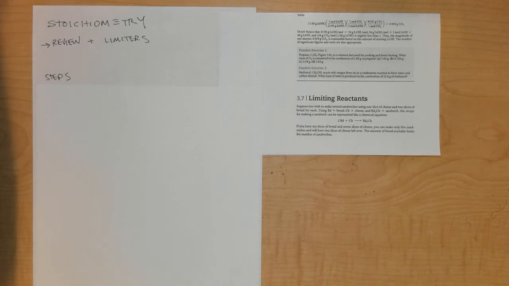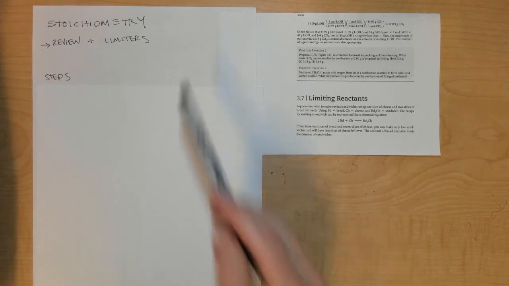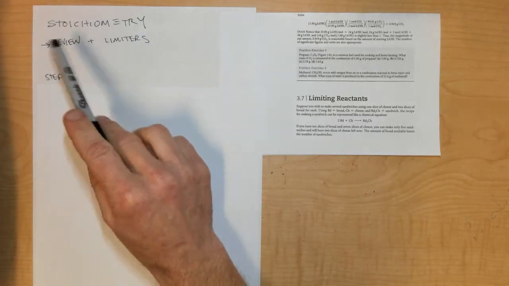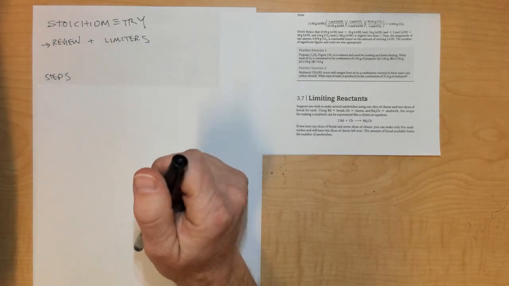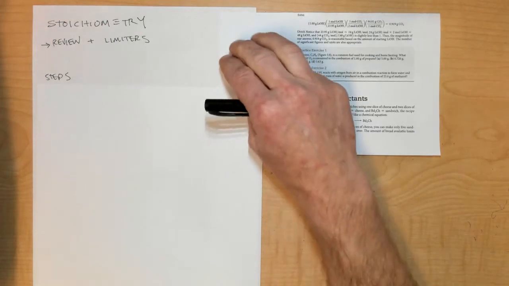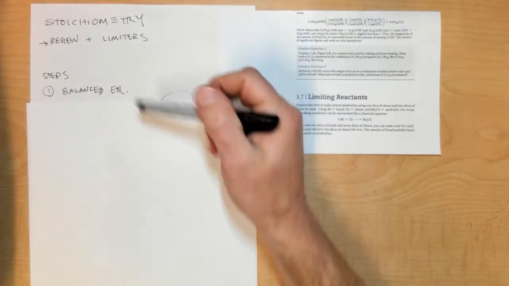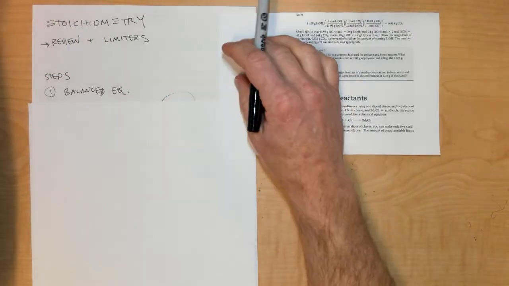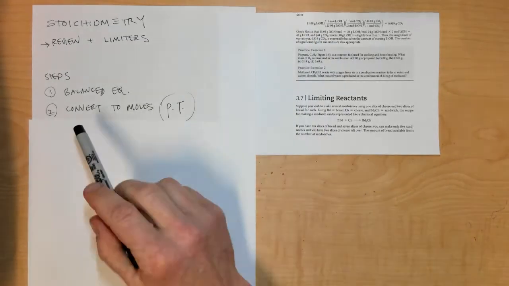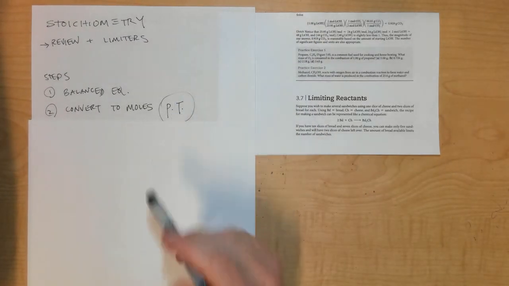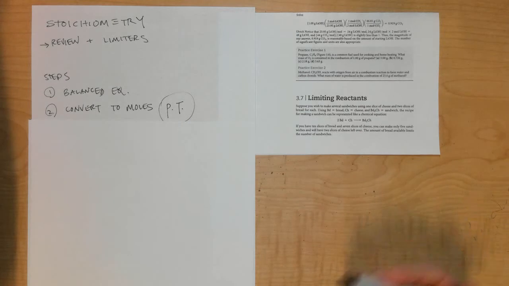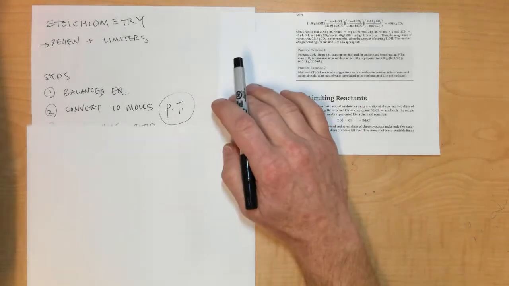Alright, so this video cast is an overview of stoichiometry, a review of general stoichiometry, and then using limiting reactants. There are 4 steps in the stoichiometry process. First of all, write the balanced chemical equation. Many times that's given to you. Second, convert to moles, usually using the periodic table, because many times they give you grams, and so you have to go from grams to moles.